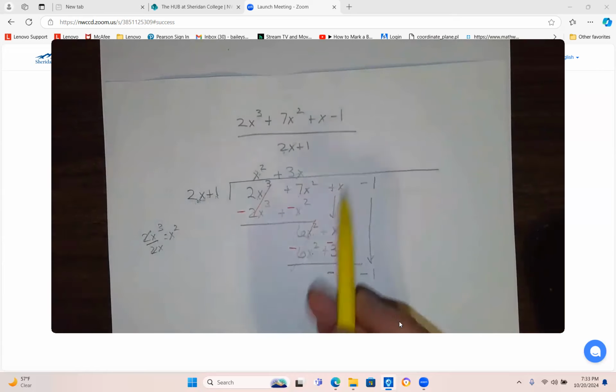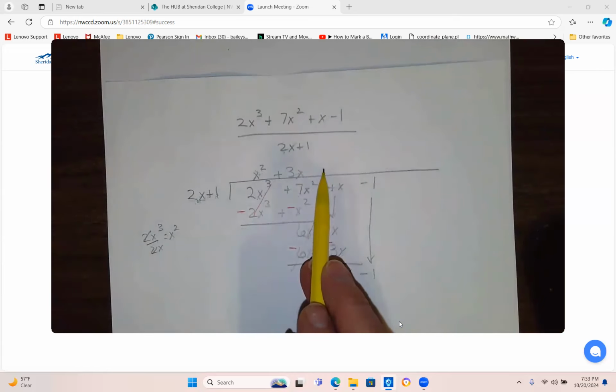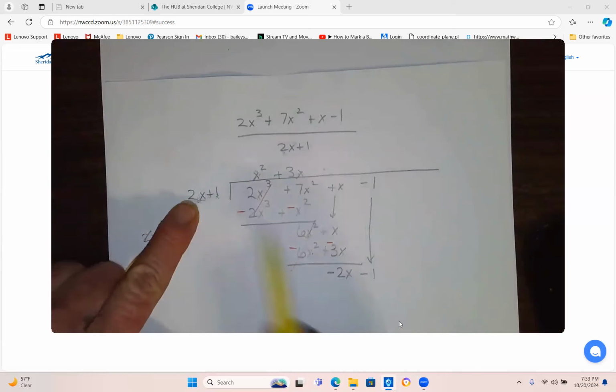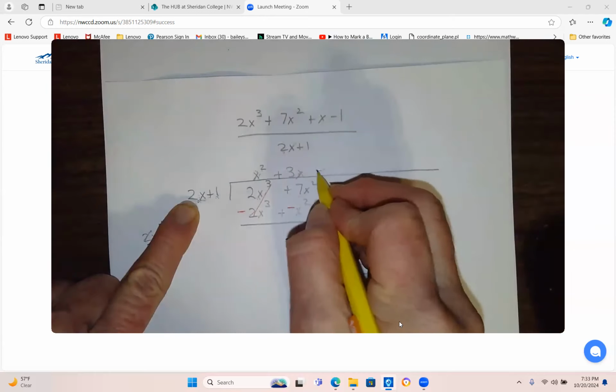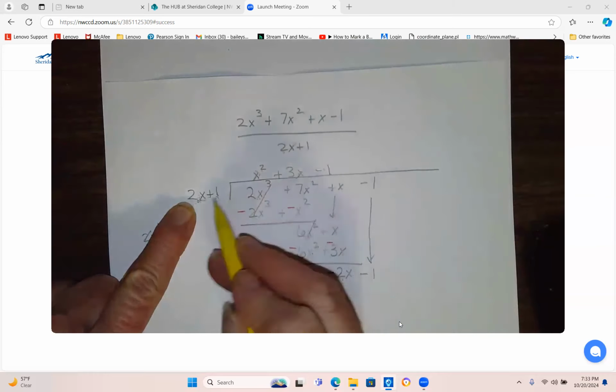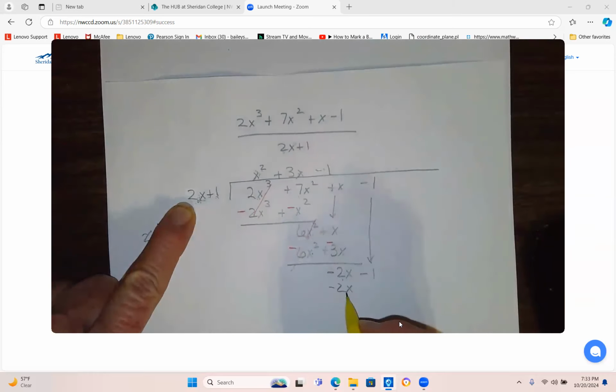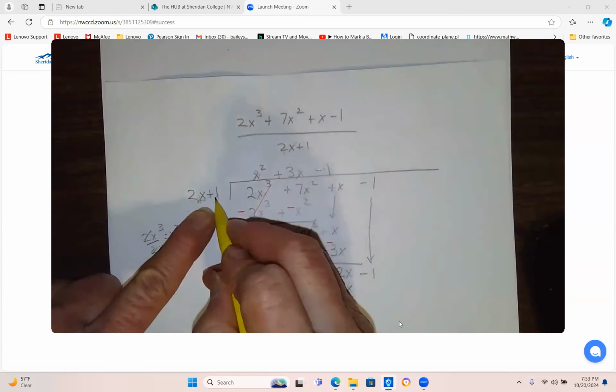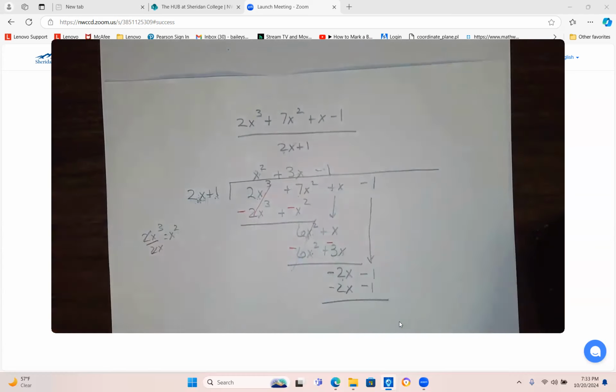What am I going to have to multiply this by to match that? Well, you've got the 2 and the x. The only thing you need is a negative. So multiply by a -1. -1 times that is a -2x. -1 times that is a -1. Change the signs and add them together. You get 0. So there is no remainder. So it actually goes into it evenly. That's it.